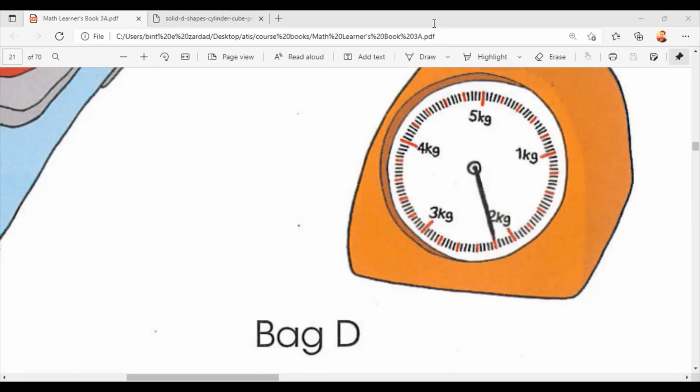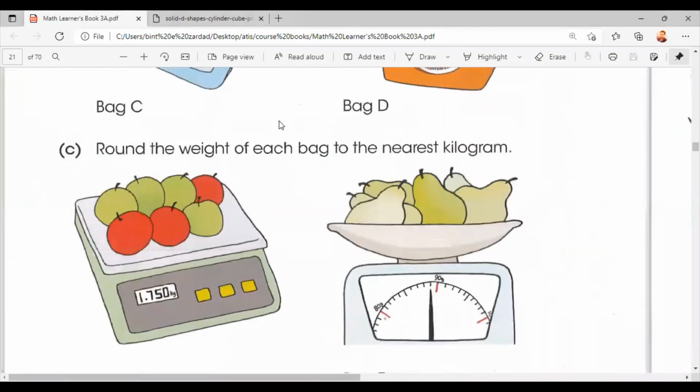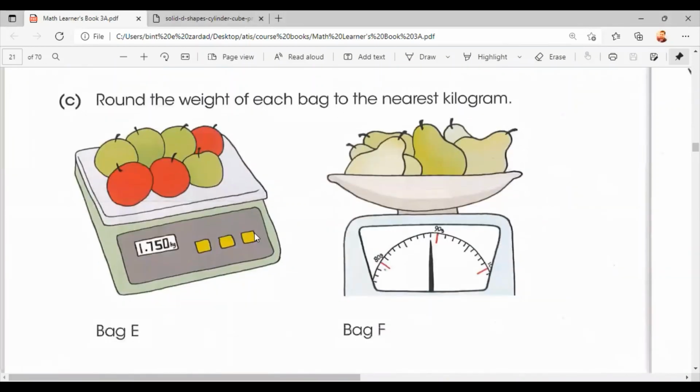It's easy if you know 1 kg equals what? 1 kg equals 1000 grams, like this, 1000 grams equals 1 kg. Okay, round the weight of the bag to the nearest kilo. This is 1.7 kg. So it's near to 2, because if the digit after the point is less than 5, we choose the smaller one. But if bigger than 5, we choose the bigger option. So 1.7 is nearest to 2. So we can write here 2 kg.